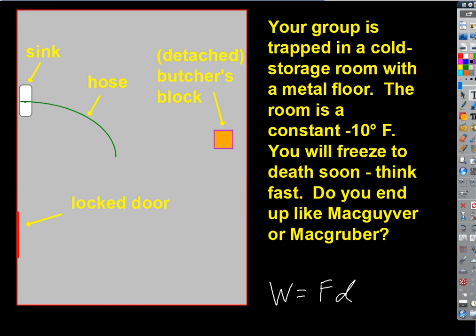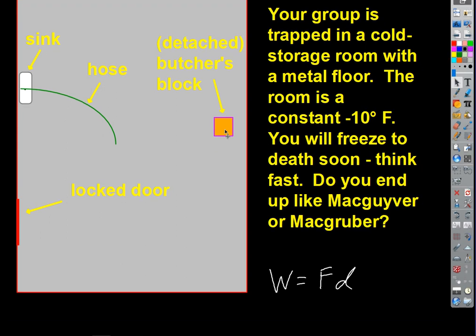So, recap from yesterday. We had an exciting episode of MacGruber yesterday. You guys came up with good ideas. So, the thing to do was to take the butcher's block on the frozen floor, push off the wall, and send it cascading into the door, right?